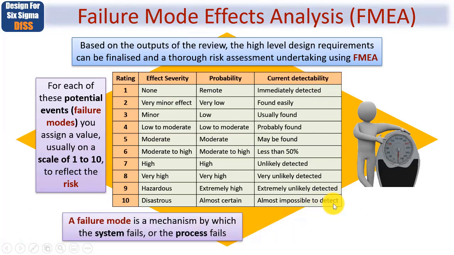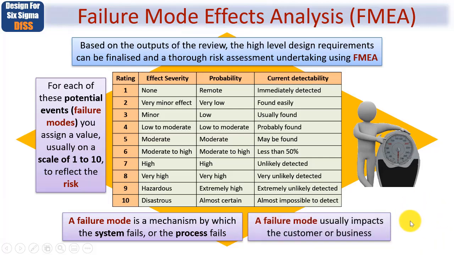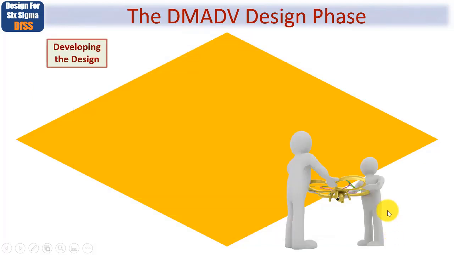So a failure mode, therefore, is a mechanism by which the system fails or the process fails. And as you would imagine, a failure mode usually impacts the customer or the business or both. So now let's move on to look at the DMADV design phase.